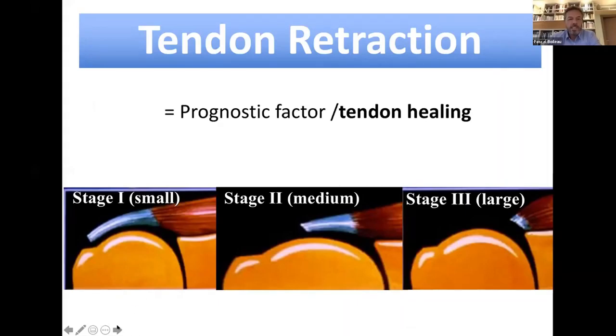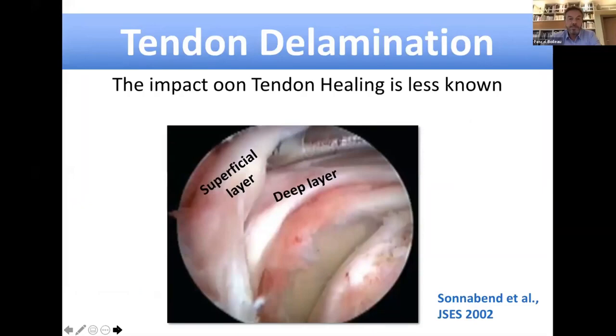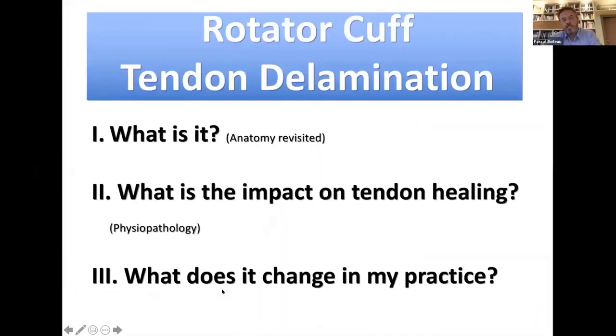By the way, tendon delamination is something different. It's different from tendon retraction, and it has an impact on tendon healing. And as you can see, what is tendon delamination? You have a deep layer and a superficial layer of the cuff tear. What I would like to share with you in the next minutes is, number 1, revisiting the anatomy of the footprint and the tendon retraction. Number 2, what is the impact of this tendon delamination on the tendon healing itself, and what it has changed in my practice.